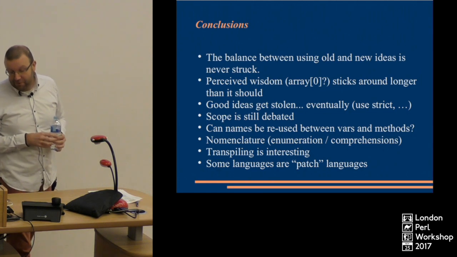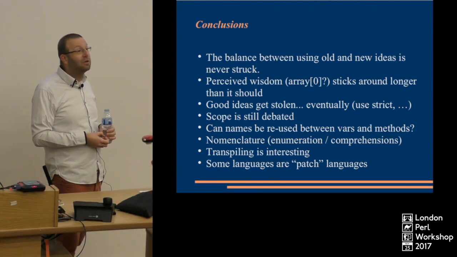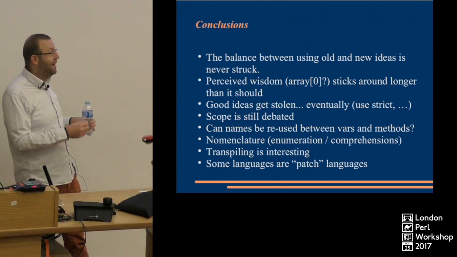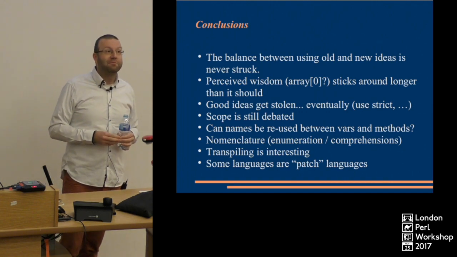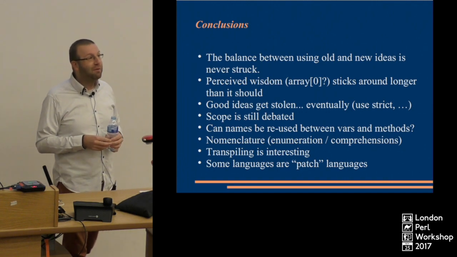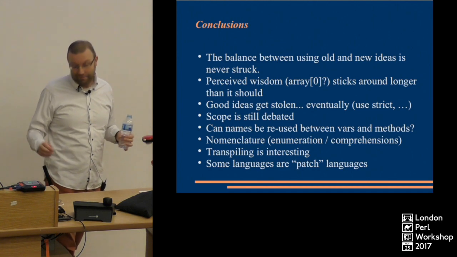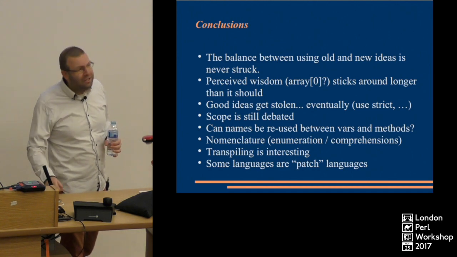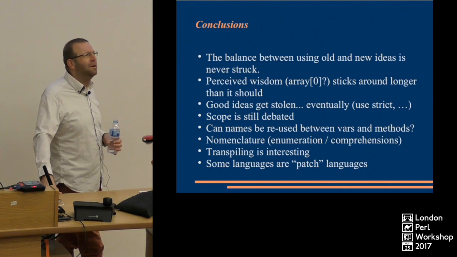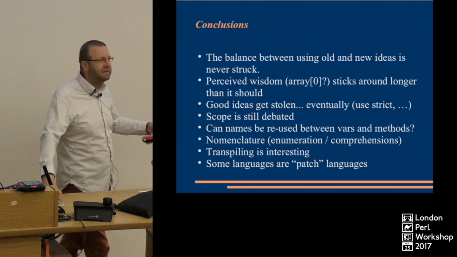Can names be reused between vars and methods? Sometimes you can quite happily call a variable main and your method main. Some languages don't like that. Maybe we should invent a new language where that's not possible. Nomenclature. Enumeration, I thought, was a fairly common word for enumerating things.